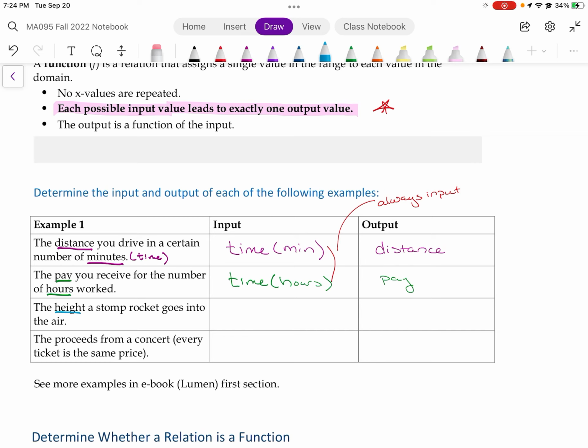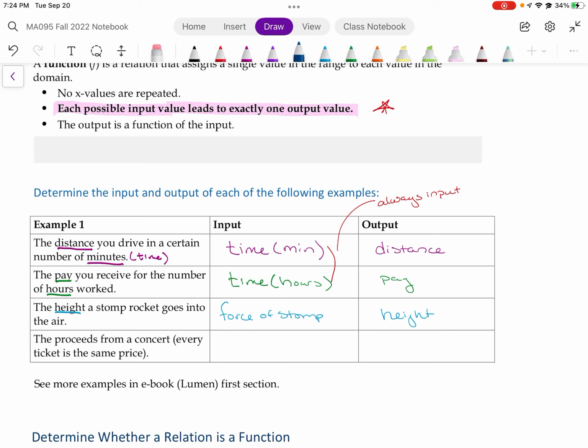So it's not always going to say everything very clearly, but the height is going to depend on the force of the stomp, right? Force of the stomp. So think physics here. The force of the stomp is the input, and the output is going to be how high it goes, the height. Okay, so it's not always in the sentence. You've got to put a little thought into it.